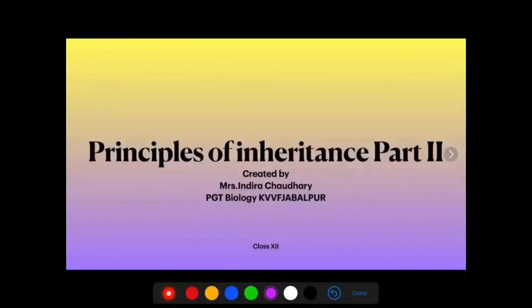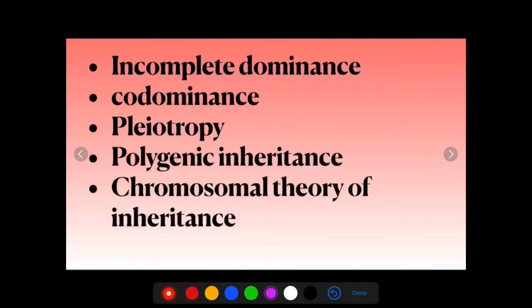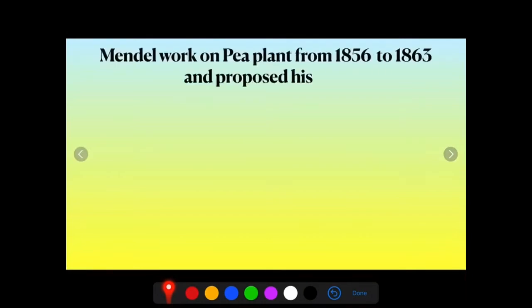Good morning, children. I am here with the second part of Principles of Inheritance, and in this chapter we are going to study incomplete dominance, then codominance, pleiotropy, polygenic inheritance, and the chromosomal theory of inheritance of Sutton and Boveri. Before starting, let us recap what we have studied till now.